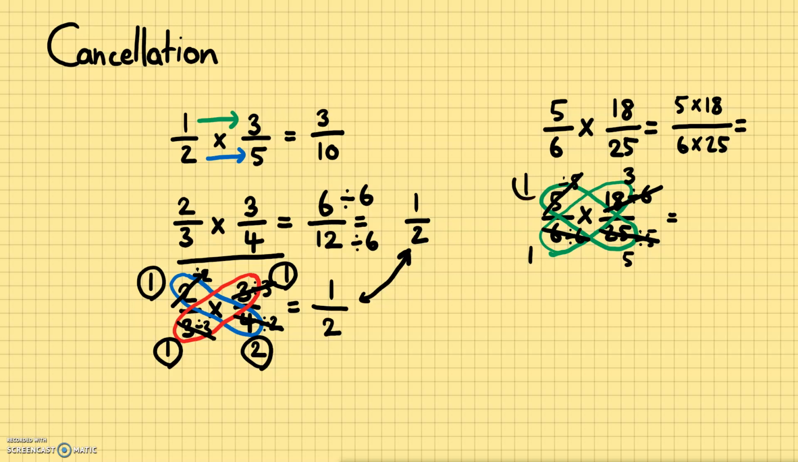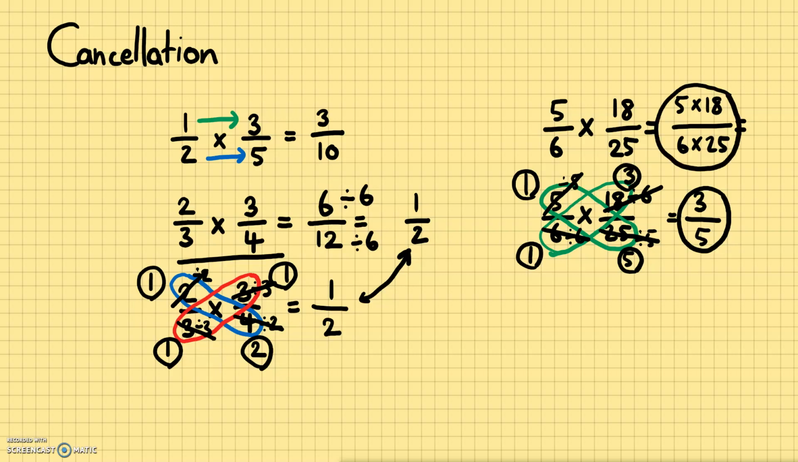So now we have really simple numbers, 1 and 3 and 1 and 5. And we just simply multiply. 1 times 3 is 3 and 1 times 5 is 5. So we get our answer very simply by canceling. Whereas if we didn't cancel, we'll have to go through this tedious process of multiplying big numbers.